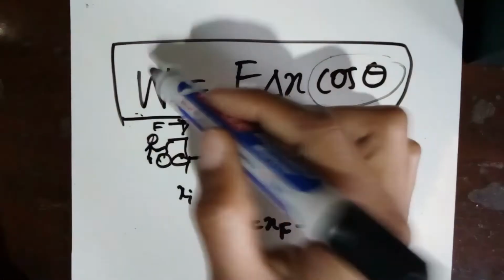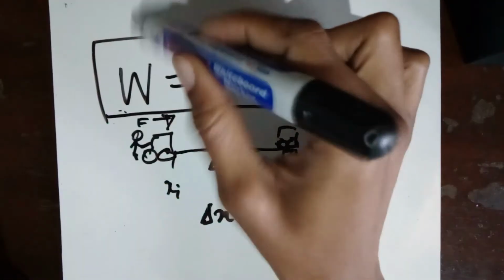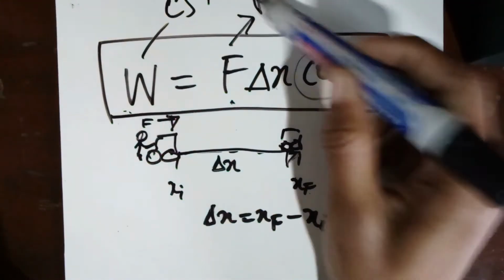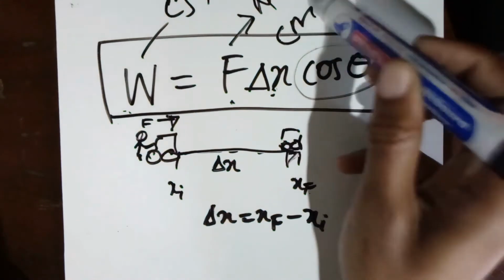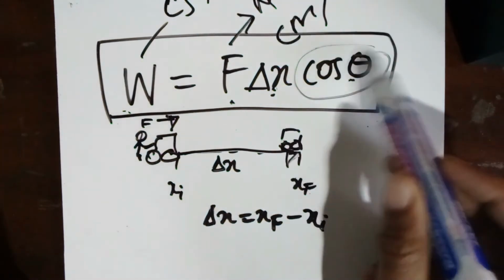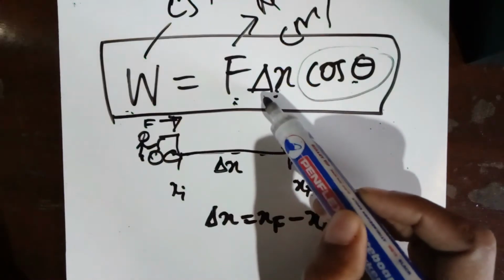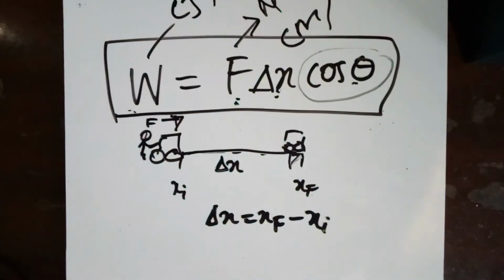So now work is measured in joules, J. You know force is measured in newtons, displacement must be measured in meters, and theta here is the angle between F and x, and it's measured in degrees.